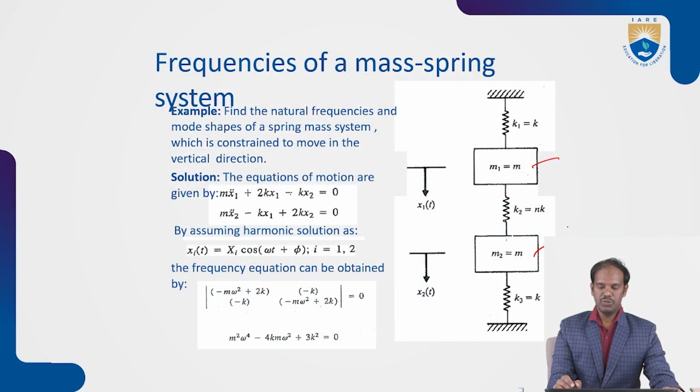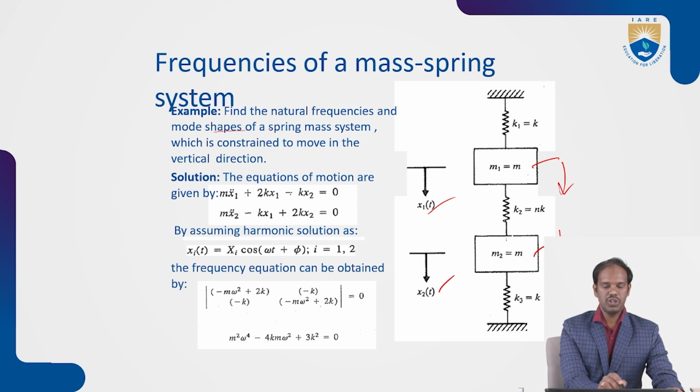There are two masses and two forces here, force 1 and force 2, with displacements x1 and x2. Now we need to find the natural frequencies of this given problem as well as the mode shapes of the mass spring system, which is constrained to move in the vertical direction, the y negative direction. So now we have these two solutions for this.